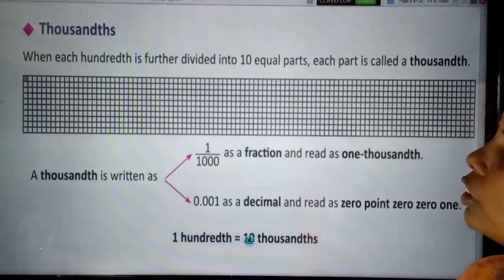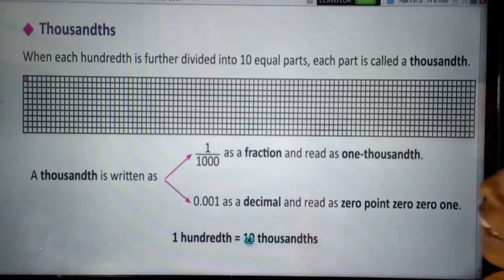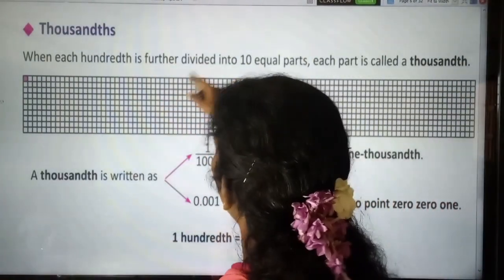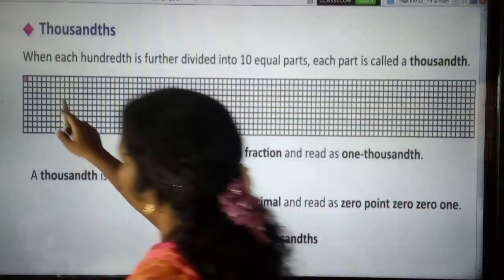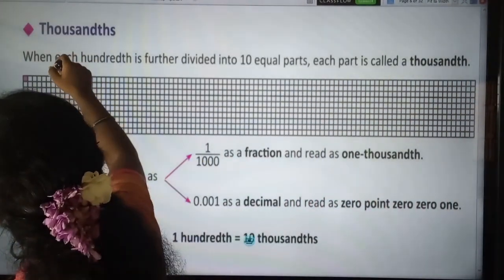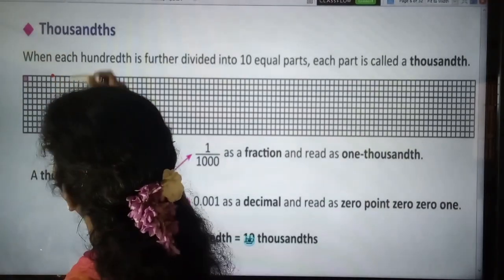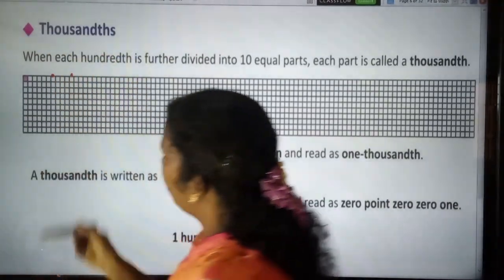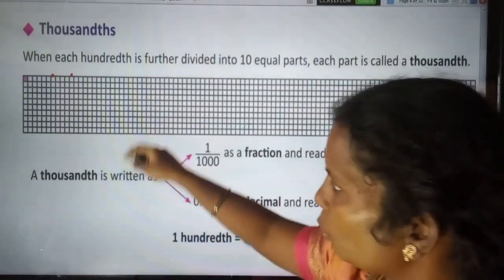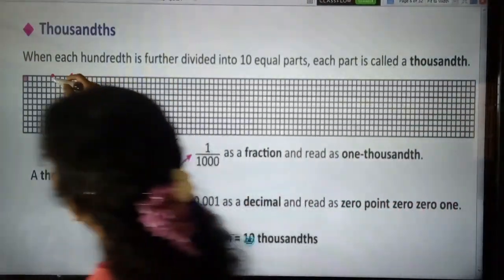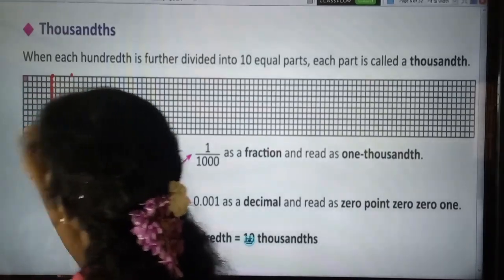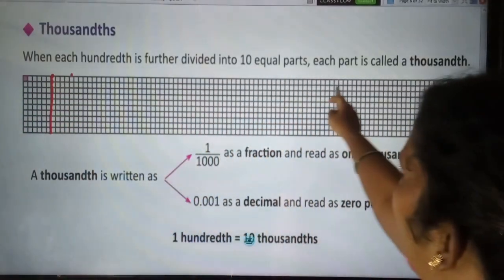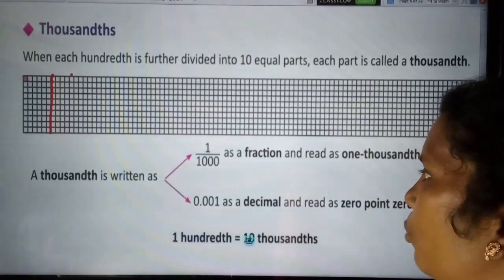Next we are going to see about thousandth. Here each hundredth is further divided into 10 equal parts. We already saw this column. We have divided it like this. This one column, when fully divided again into 10 parts each, gives us the 1000th place.